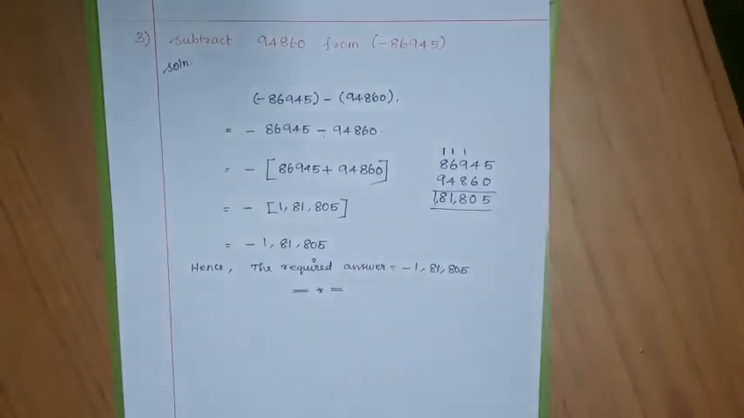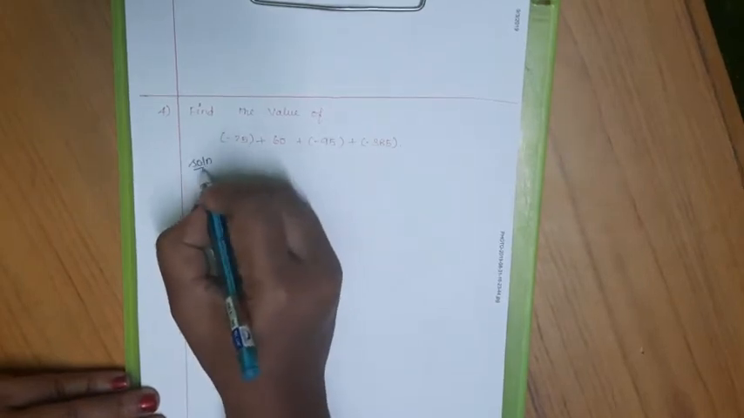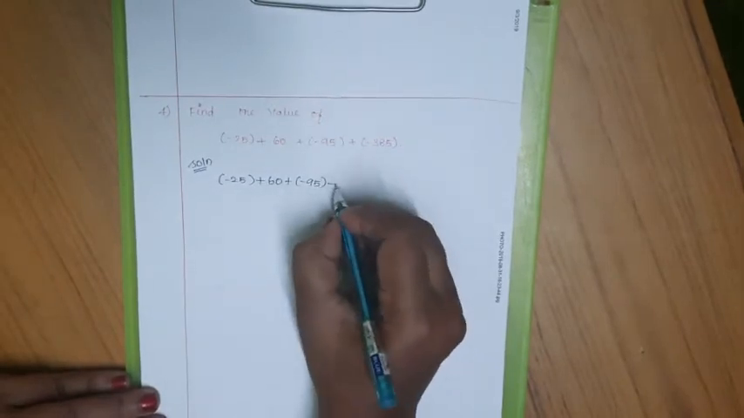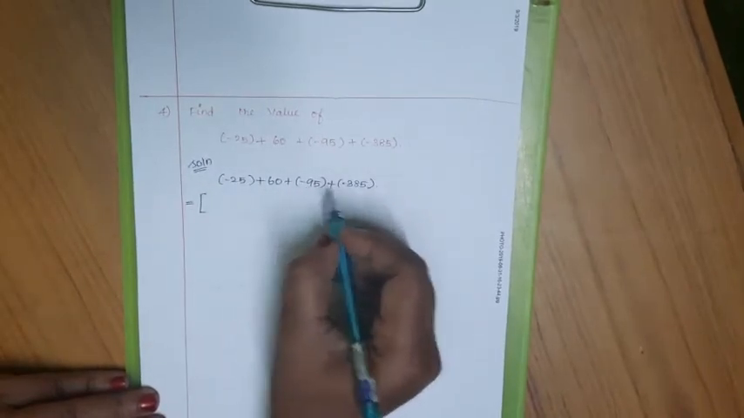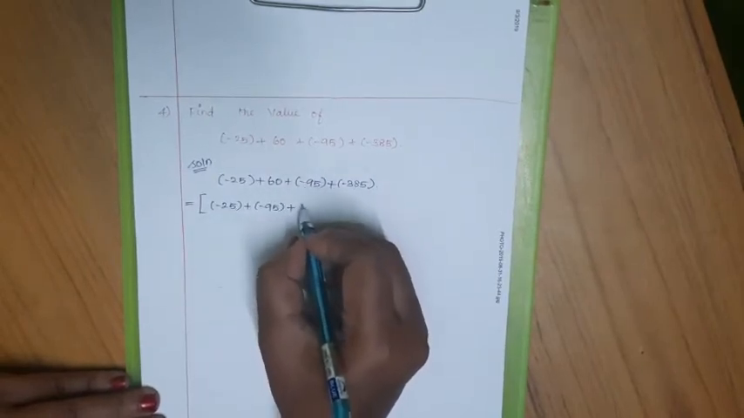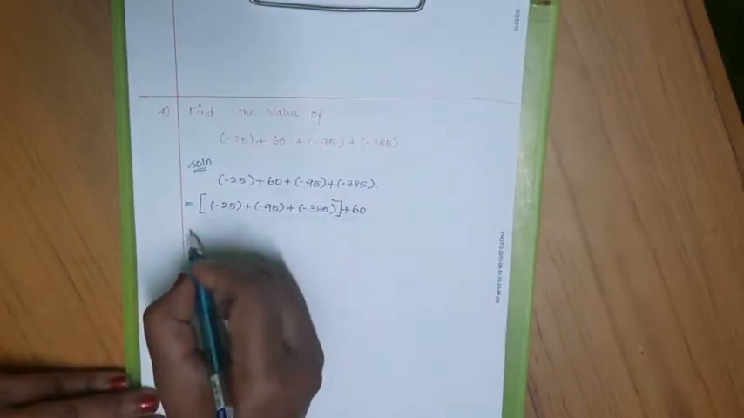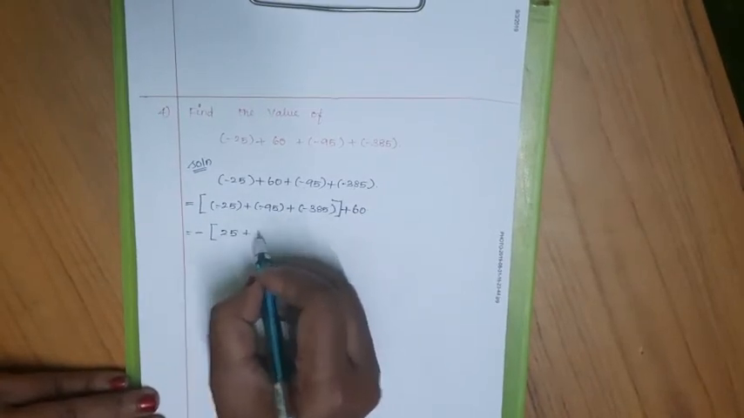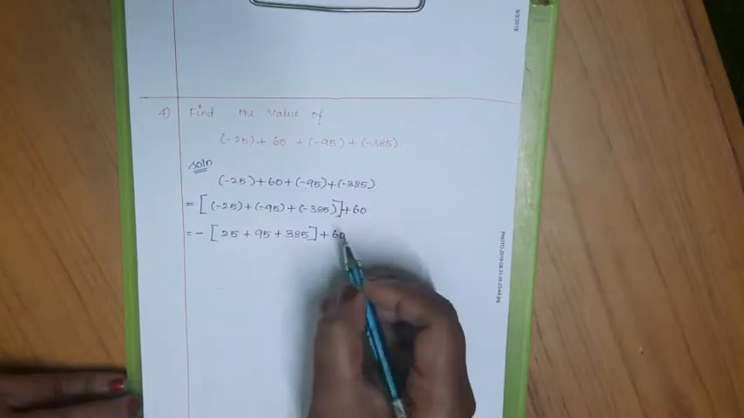Let's see the next question. Find the value of minus 25 plus 60 plus minus 95 plus minus 385. We are going to group the numbers having negative signs. Minus 25, minus 95 and minus 385 should be written together. Here we can see that all the numbers have minus signs, so take it out. Minus of 25 plus 95 plus 385.